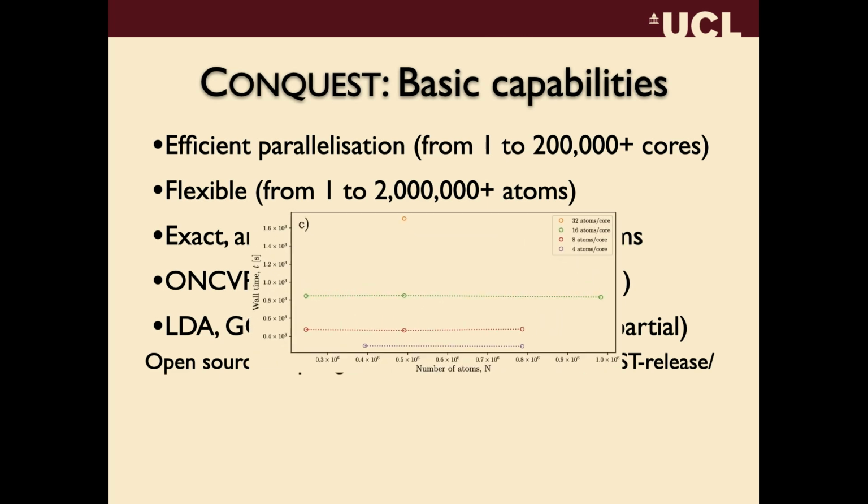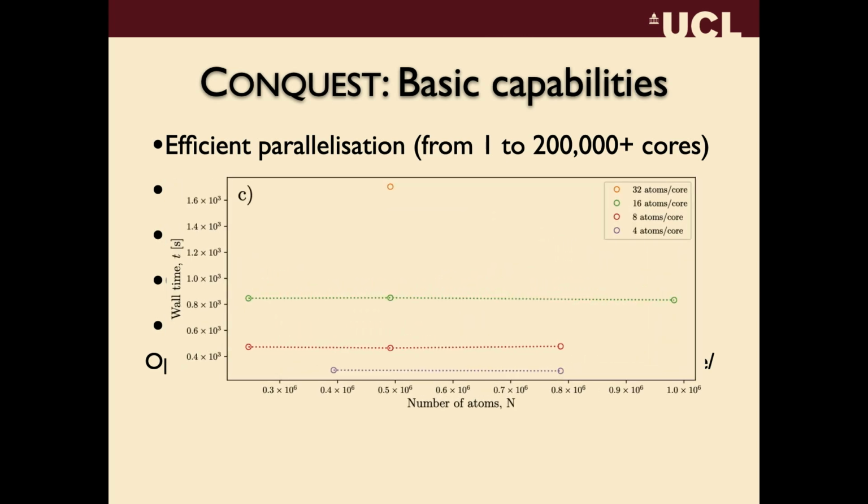And just to show you the scaling, this is data from the K computer, where we're changing the number of atoms per core, or per process, if you like. So this is 32 atoms per process going all the way down to 4 atoms per process, and then we're changing the number of atoms. And there are two things I want you to take from this graph.